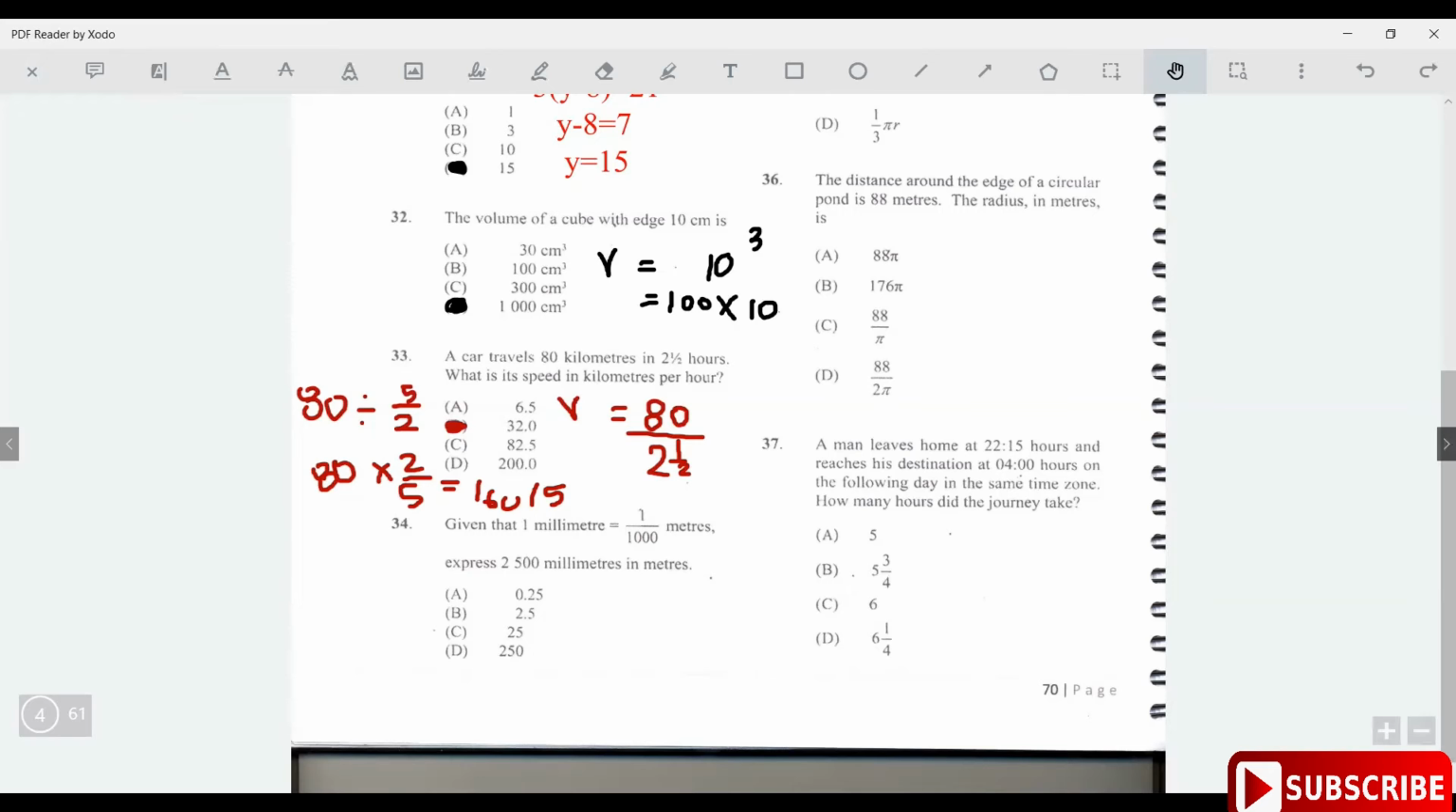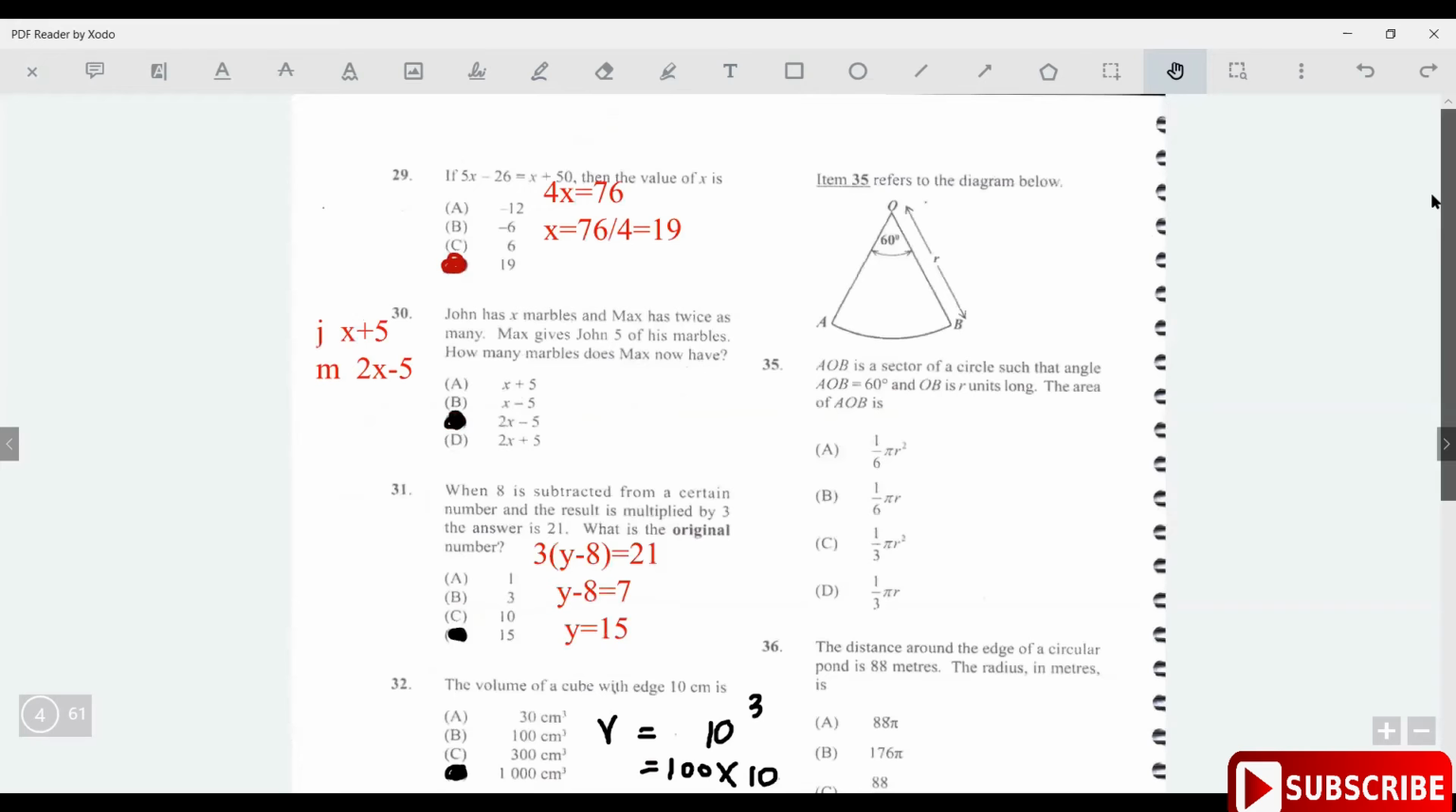Question 34. Given that 1 millimeter is 1/1000 meters, express 2,500 millimeters in meters. All you have to do is divide this by 1,000 and you'll get 2.5. So 2,500 millimeters is 2.5 meters. Nice and easy. Question 35.